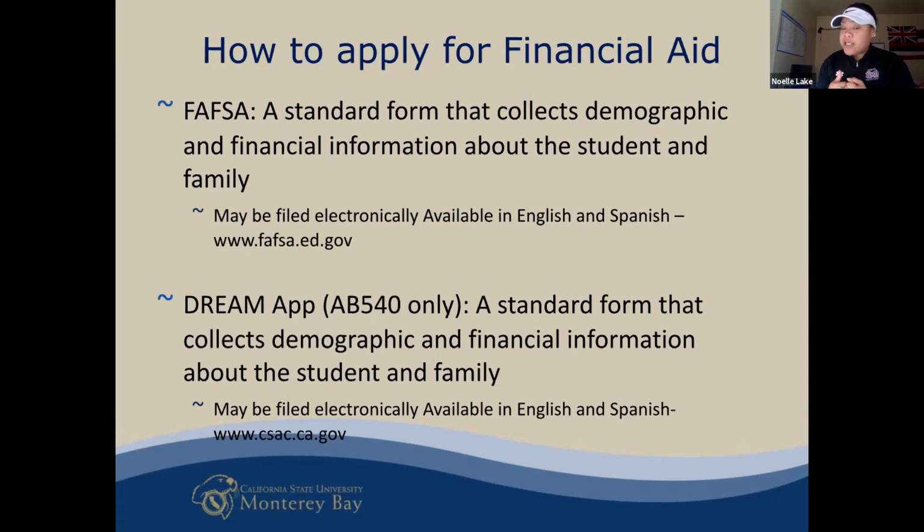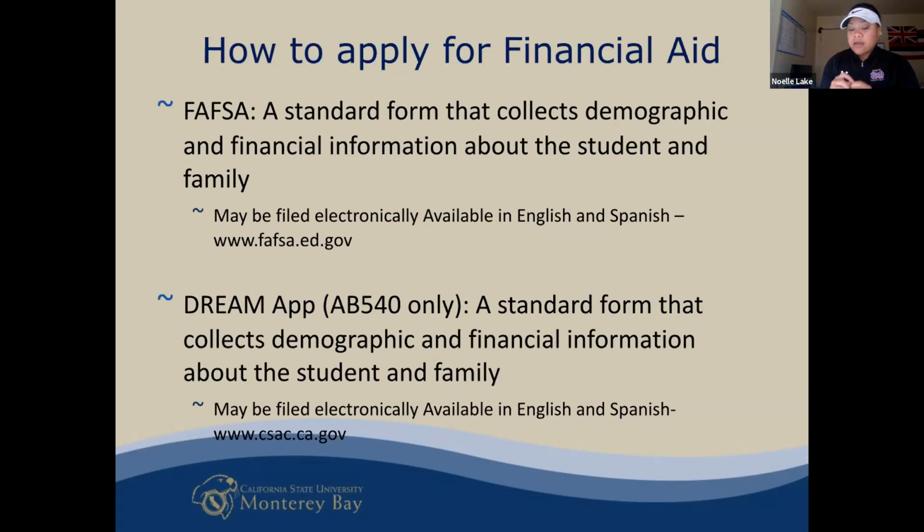Now with AB 540 students, you guys have a separate application, which is the DREAM Act application. Keep in mind with the DREAM Act application, they're very strict on deadlines. Keep in mind, both priority deadlines for the FAFSA and the DREAM Act application is March 2nd. Both applications open October 1st. With FAFSA, it's the priority deadline, so you still can fill out your FAFSA application after March 2nd. With the DREAM Act application, you have until March 2nd, and any applications after March 2nd, unfortunately, you will not be receiving aid for that current year.